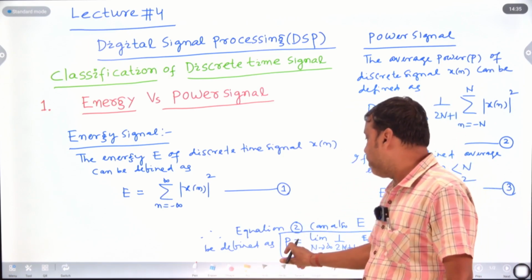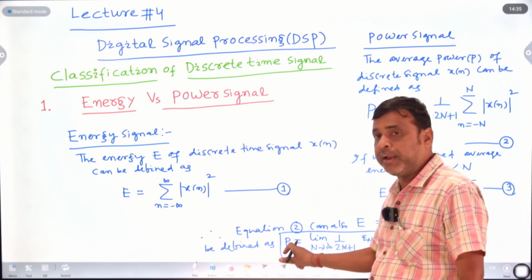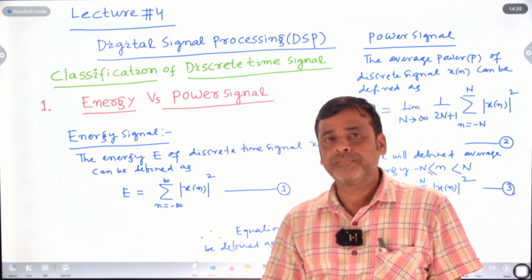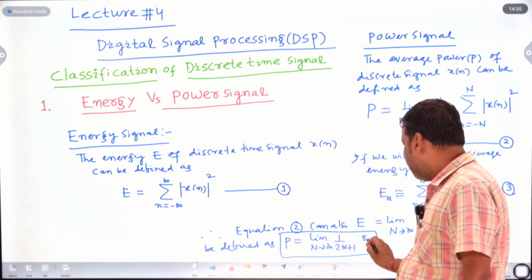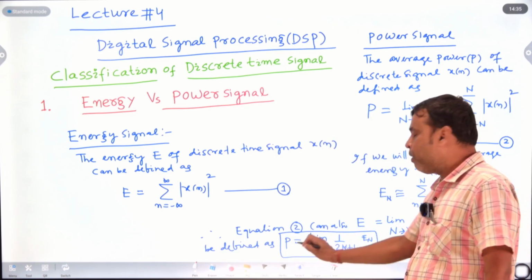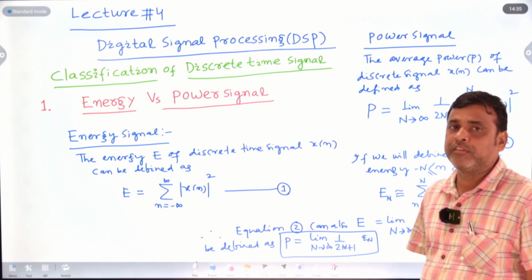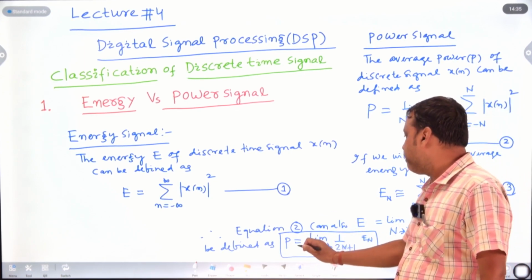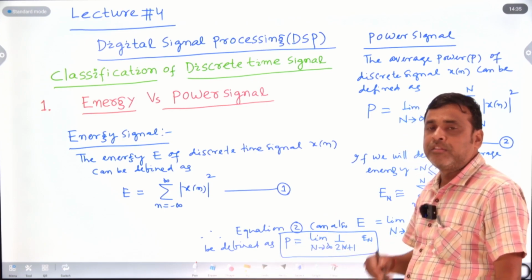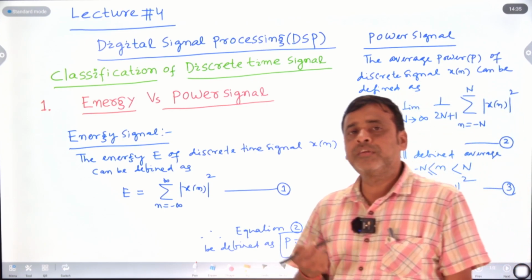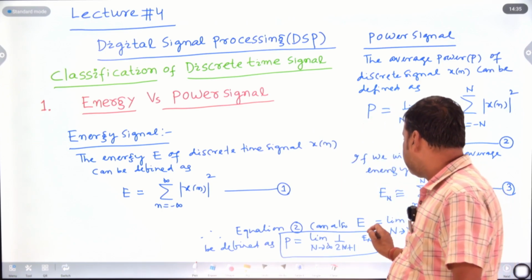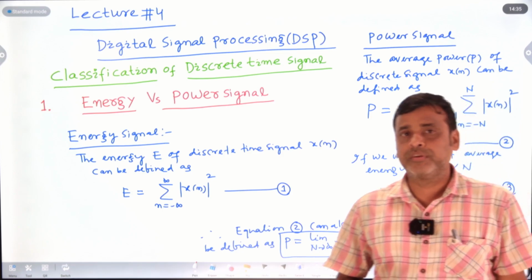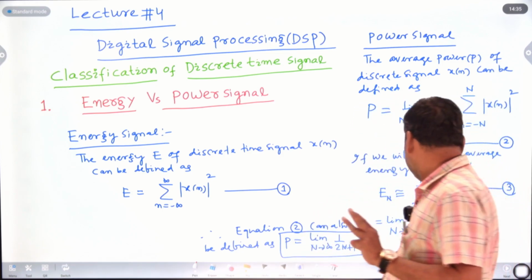If the power is finite, we can say that it is a power signal. Again, if energy is finite, the power becomes 0, the signal is called the energy signal. If energy is infinite, the power is infinite, the signal is called neither energy nor power. If energy is infinite and the power is finite, the signal is called the power signal. So there are three conclusions.